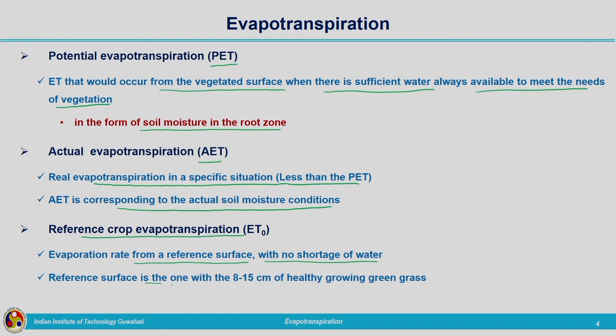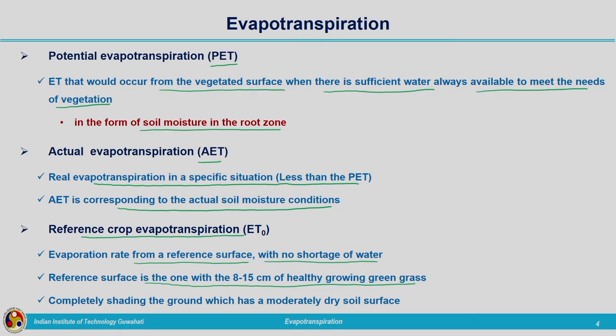So, the reference surface is the one with 8 to 15 centimeter of healthy growing green grass. Green grass will be planted there, around 8 to 15 centimeter in height, and it will be provided with a sufficient amount of water. Then what will be the evapotranspiration taking place? That is considered as the reference evapotranspiration. So, if we have the value of reference evapotranspiration, that multiplied by a certain coefficient will give you the potential evapotranspiration at a particular location with a specific crop. That coefficient which we multiply with the reference evapotranspiration is the crop coefficient. We will come to it.